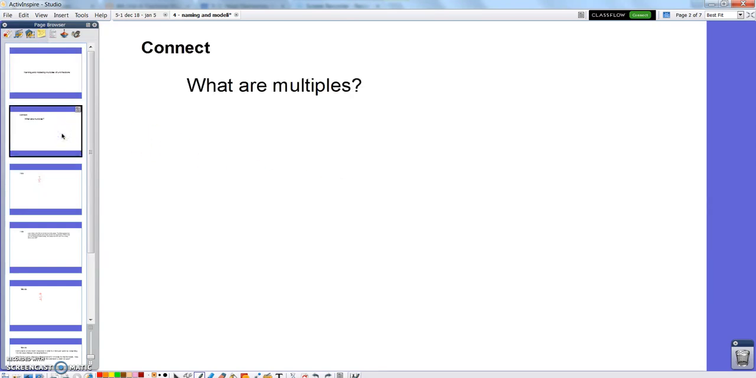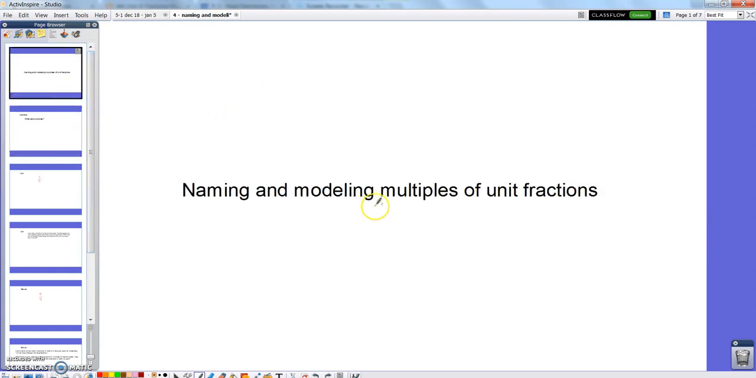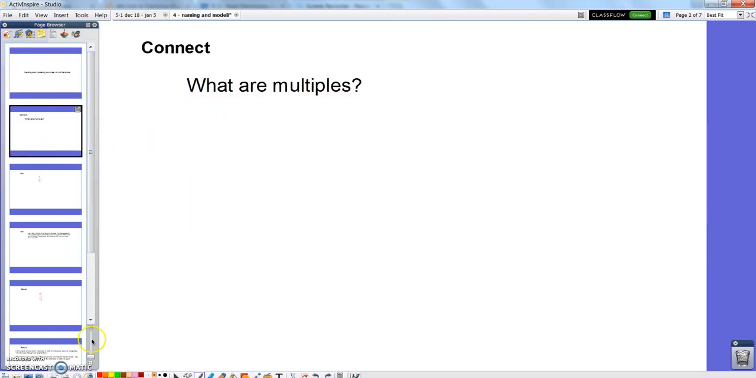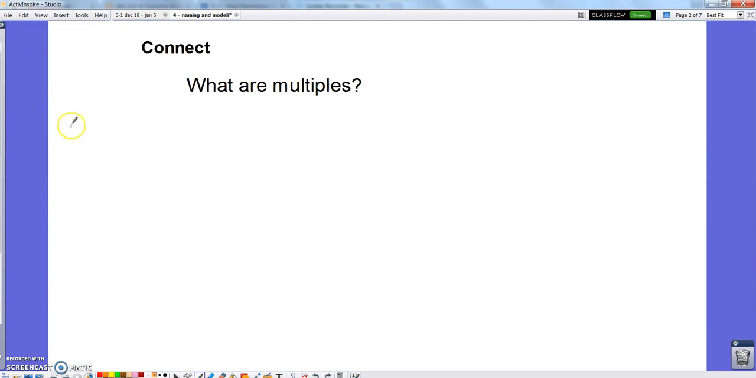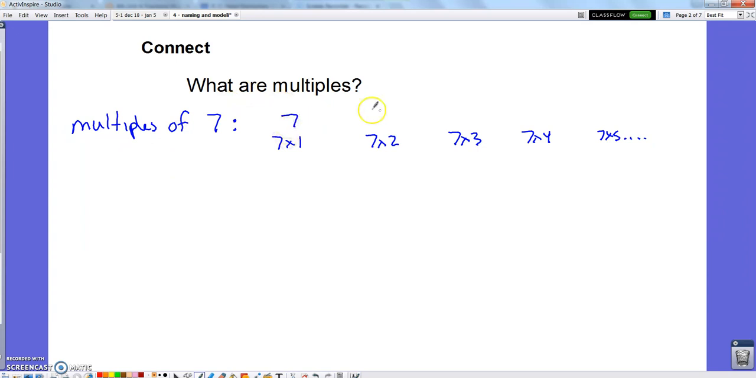Alright, so a couple quick reviews here. First thing, if we're going to learn about multiples of unit fractions, let me remind you what a multiple is. We did this earlier in the year, but never hurts to review. So let's say the multiples of, say, 7 are 7 times 1, 7 times 2, 7 times 3, 7 times 4, 7 times 5, and so on. Any number like that, so 7, 14, 21, 28, and 35. Those are the first 5 multiples of 7.